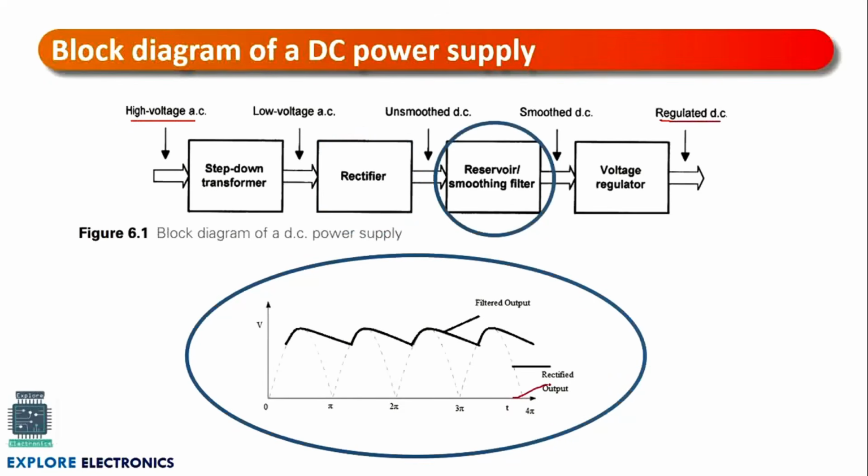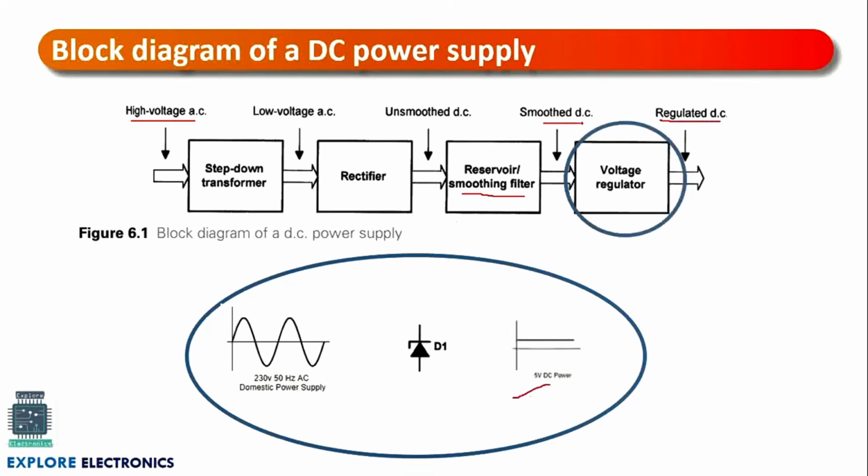What is this reservoir going to do? Reservoir will be having a capacitor circuit, and the smoothing filter will also be within the device. It is going to smooth the signal by removing the ripples. You can observe here, this is the filtered output we are going to get as output of this particular block. And that will be called a smoothed DC signal. And that will be given to the voltage regulator.